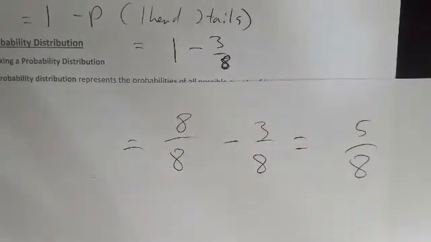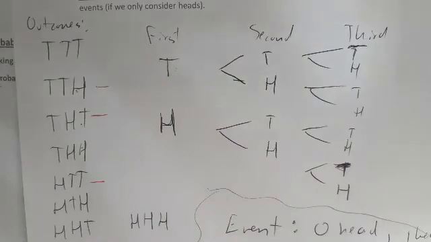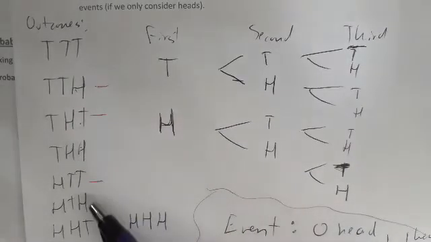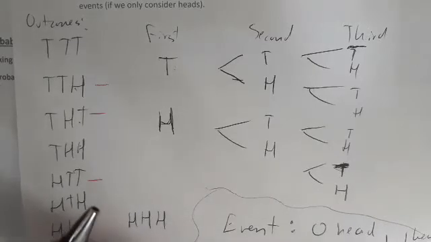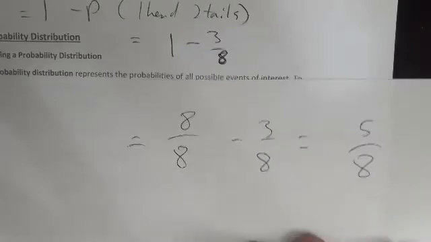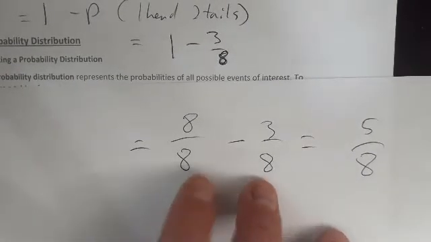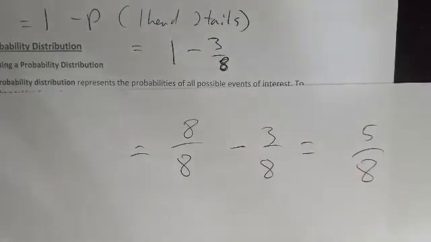Okay. And if we go back to this picture, hopefully that should make sense. We have 8 total possible outcomes. If 3 of them are 1 head and 2 tails, there are 5 of them that are not 1 head and 2 tails. And so that's what they're saying with this property. If we do 1 minus the probability of an event, it gives us the probability of that event not occurring.